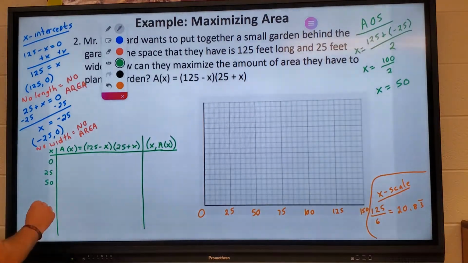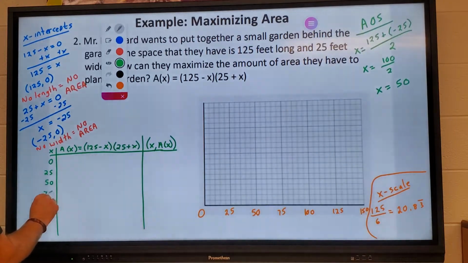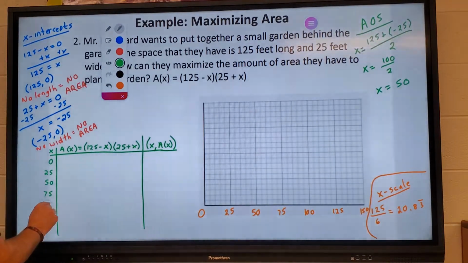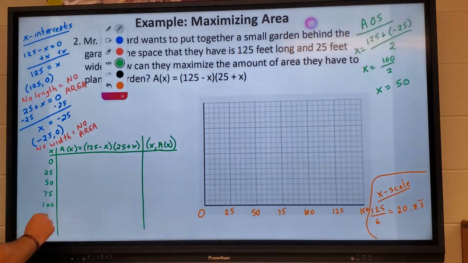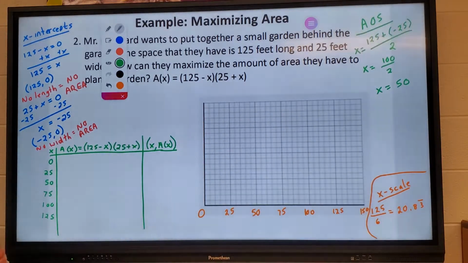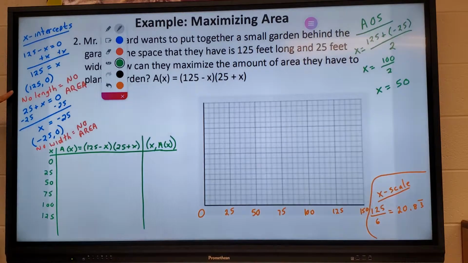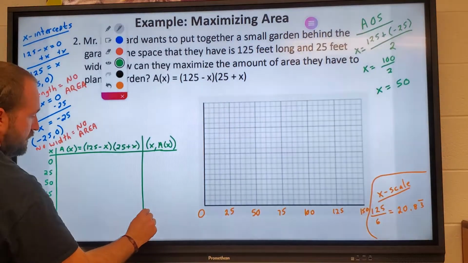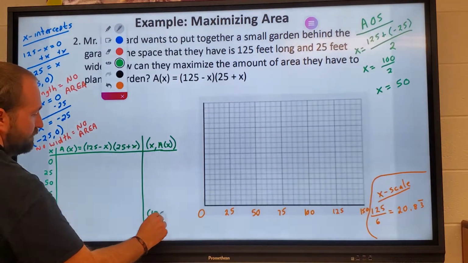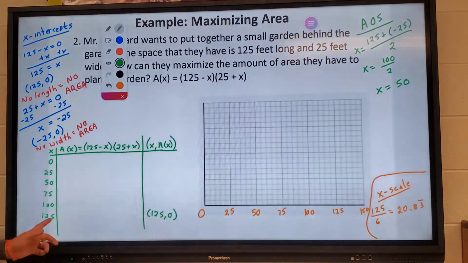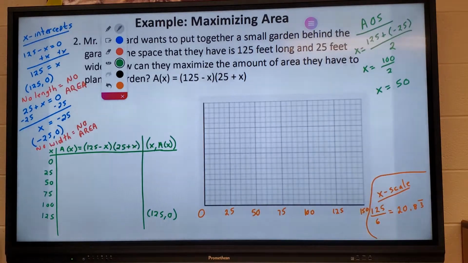After 50 now, because of the scale, I have 75. From 75, I have 100. From 100, I have 125. And I'm going to stop at 125 because that's my intercept here. I'm going to plug in until I know that I have an output value of 0 or a negative value. And here I've already shown that I have an output value of 0. So that ordered pair can be written right away. 125, comma 0. I don't have to show the work here because I've already got work here.